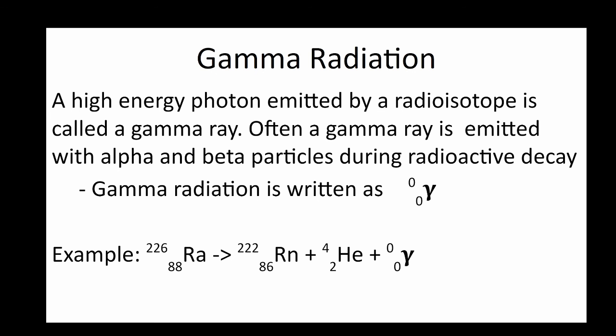Gamma radiation is something that can occur along with the other two types of radioactive decay. Gamma radiation is a high-energy photon that is often emitted along with alpha and beta particles. An example here is provided. Notice in this reaction both an alpha particle and gamma radiation are emitted.